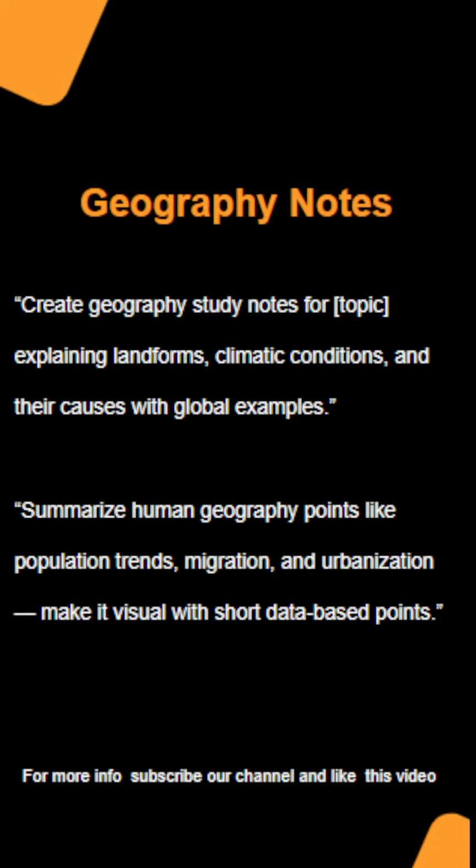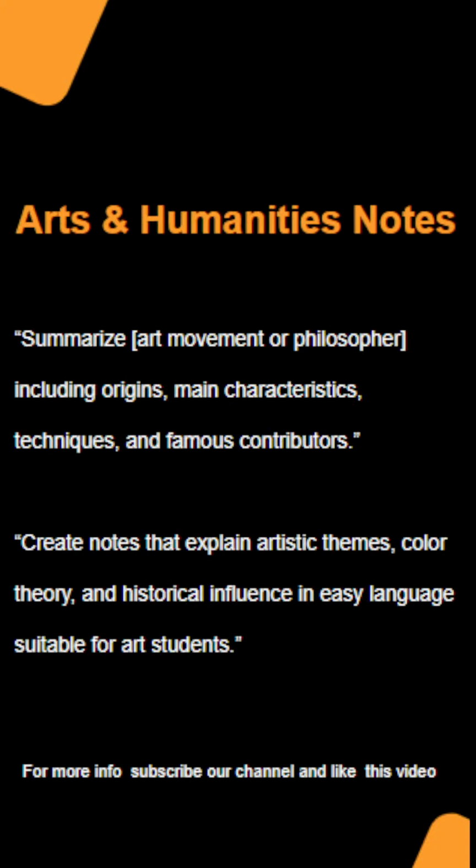With this, we are moving ahead toward our next prompts that are related to arts and humanities notes that summarize art movements or philosophers. It includes origin, main characteristics, techniques, and famous contributors. Secondly, you can create notes that explain artistic themes, color theory, and historical influence in easy language for art students.